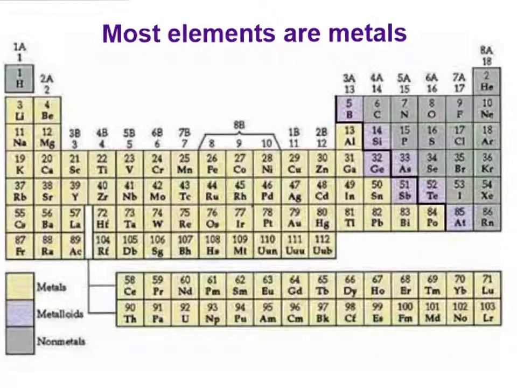As you already know, most elements are metals. The metals are indicated by this kind of a yellowish color here. All of these and these are all metals. There are only a few elements that are metalloids, and then we have these that are non-metals.